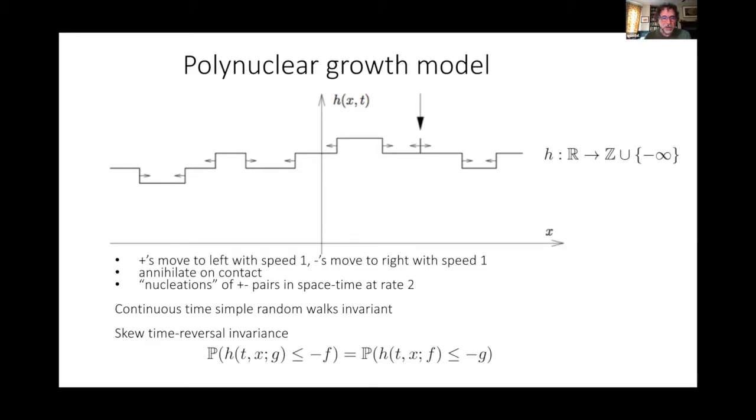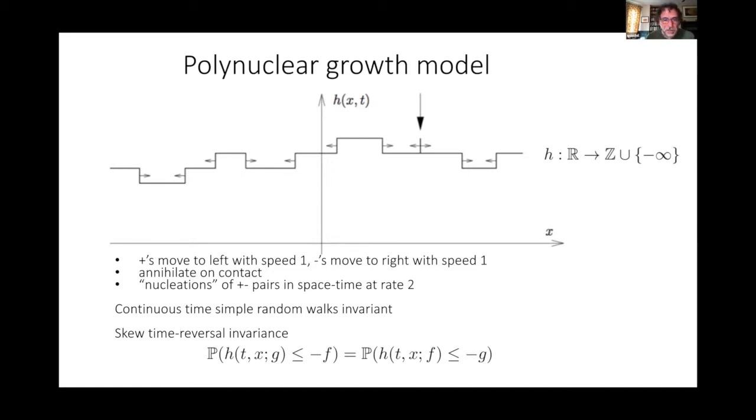The stochastic part of the dynamics is that these plus-minus pairs are created at rate 2 in space-time. So there's a background space-time Poisson process. And whenever you get to such a space-time point in the position and time, a plus-minus pair is created, and then they just start spreading and doing this deterministic thing at the same time. So I hope this is clear.